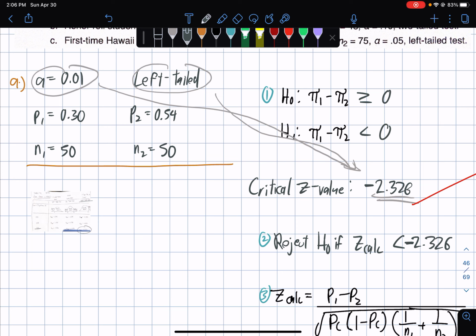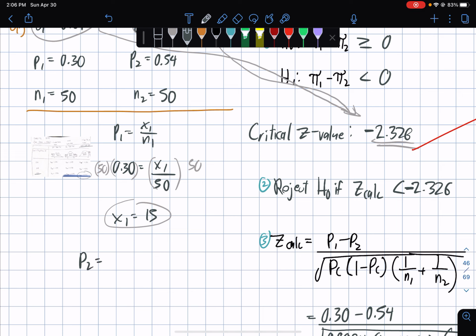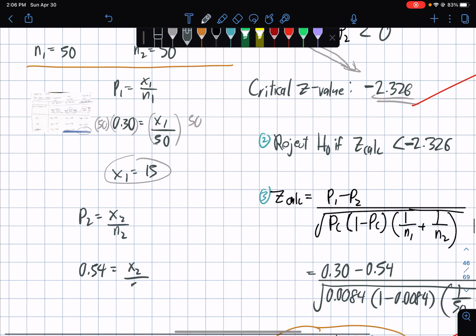P1 is equal to x1 over n1. So given 0.30 is equal to x1 over 50. This is basically simple algebraic manipulation. X1 is equal to 50 times 0.30, that is 15. X1 is 15. Let's find X2. Okay, for X2, P2 is 0.54, X2 is just like that, and N2 is 50. 0.54 times 50 is 27.